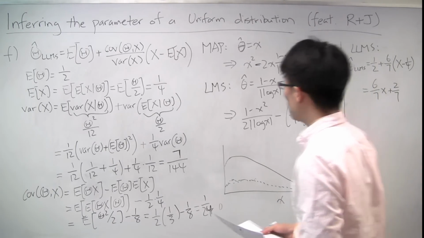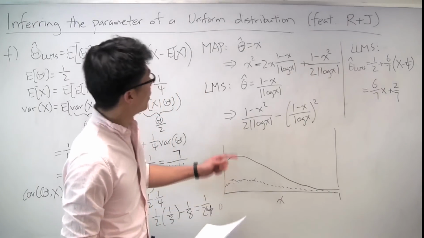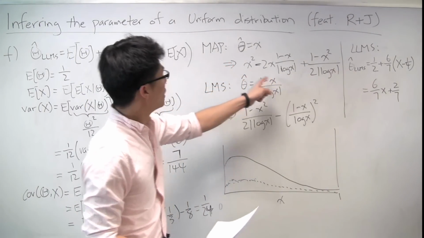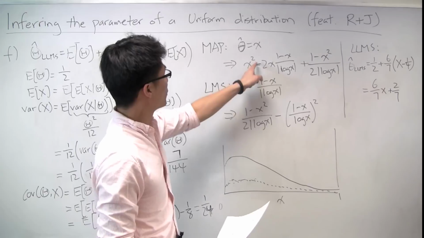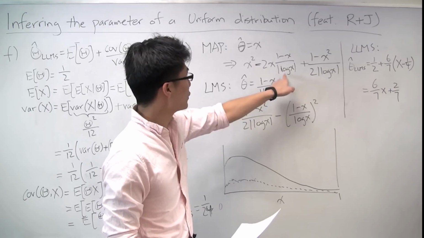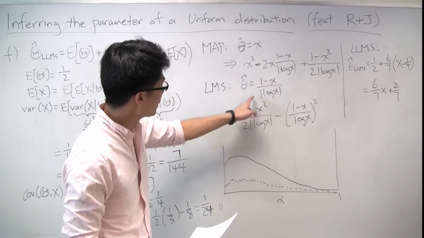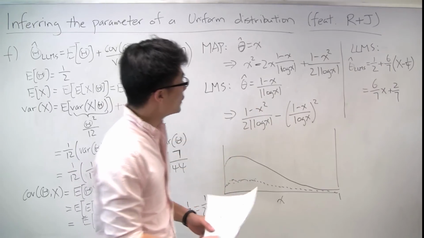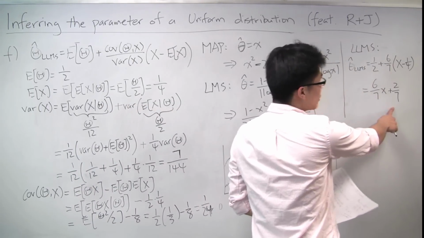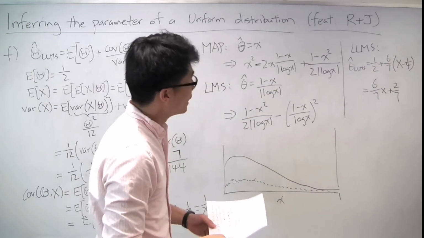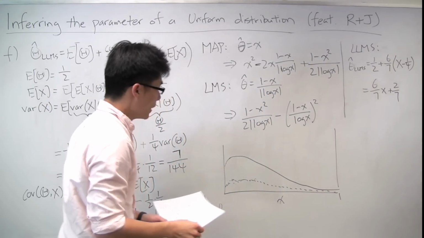Okay, so now we have 3 different types of estimators. The MAP estimator, which is this. Notice that it's kind of complicated. You have x squared terms, you have more x squared terms, and you have the absolute value of log of x. And then you have the LMS, which is, again, nonlinear. And now you have something that looks much simpler. It's just 6/7 x plus 2/7. And that is the linear LMS estimator.